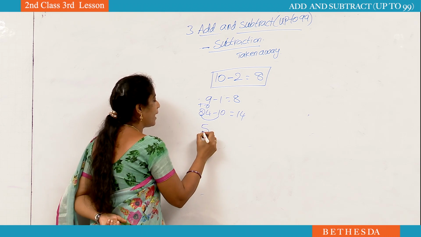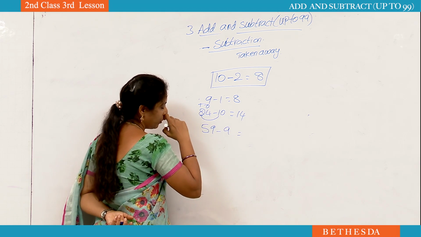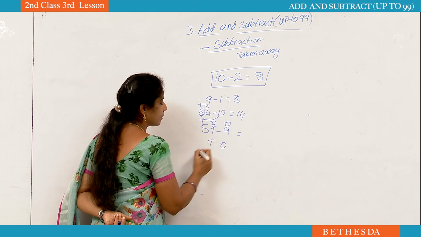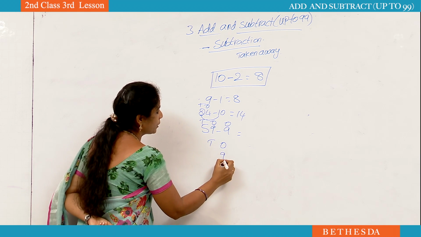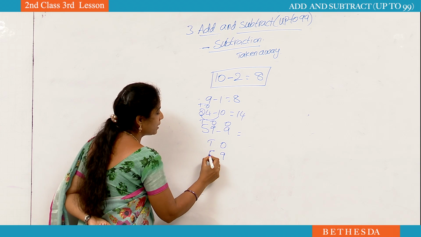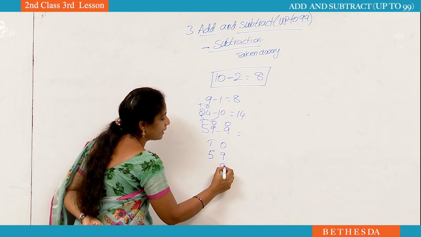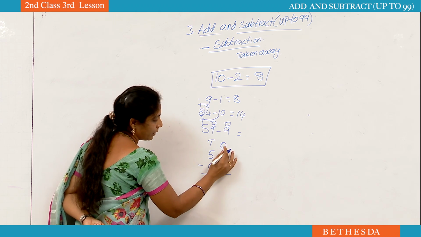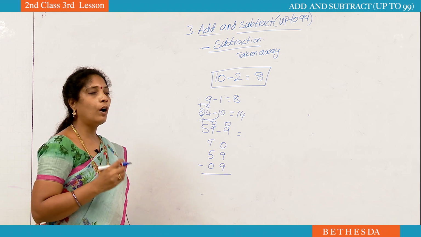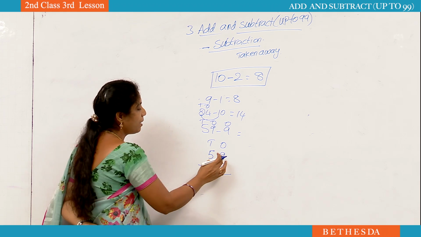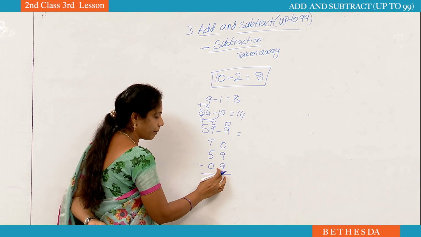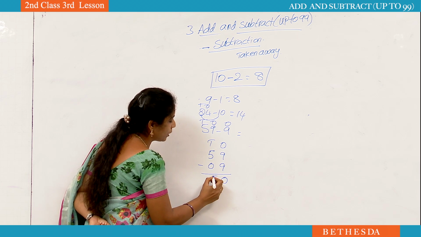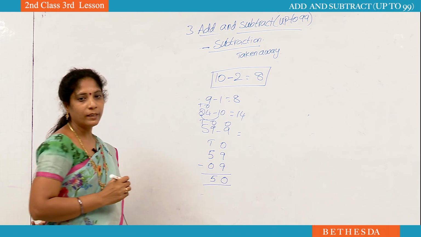Now 59 minus 9. How to do? We have to arrange those numbers in column method. How to arrange? Ones, tens place values. First number, ones place number is 9. Tens place number is 5. Second number, ones place number is 9. Tens place number not there, that's why you have to keep 0. Now do subtraction. While we are doing subtraction, we have to start from ones place. 9 minus 9, same number minus same number is equal to 0. 5 minus 0 is equal to 5. 50. Okay, did you understand?